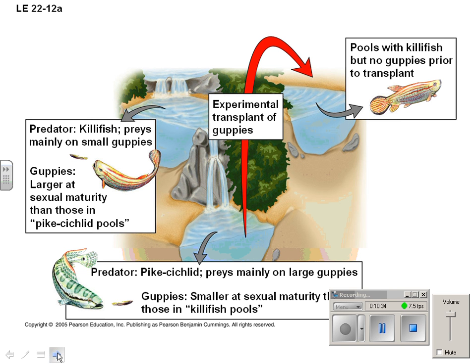Okay, when they put guppies in the pike cichlid pool, they prey mainly on large guppies, so the guppies would be smaller when they reproduce. In the pool where the predator is a killifish, they eat mainly small guppies. The guppies would be larger at sexual maturity. In other words, the bigger guppies would be the ones that would survive and reproduce.